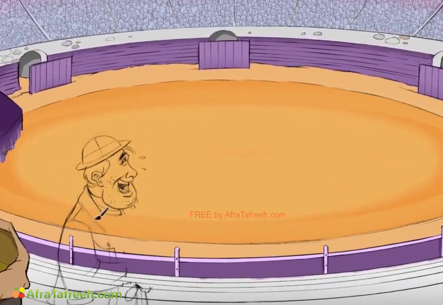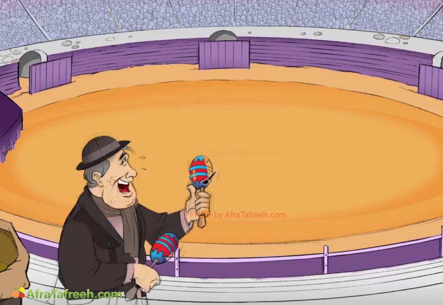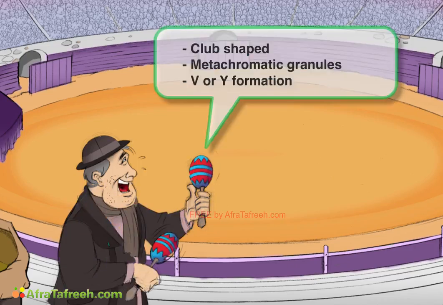To help you remember this, we'll draw a guy here playing maracas. We've made them blue and red to help you remember the metachromatic granules. The aniline dye stains the granules red and the rest of the cell blue. The V or Y formation can be remembered with zigzag lines on the maracas.